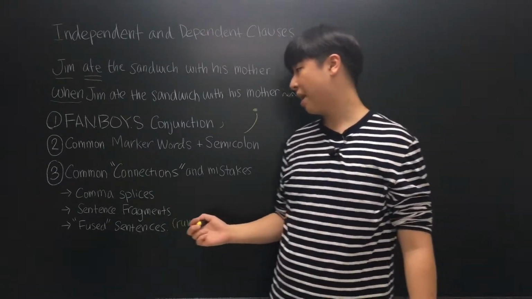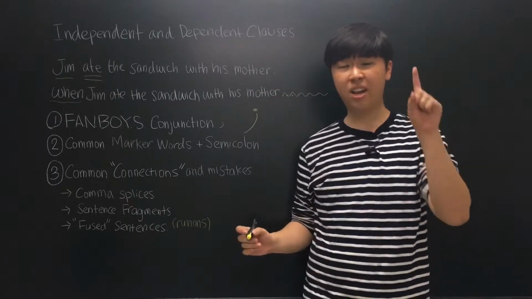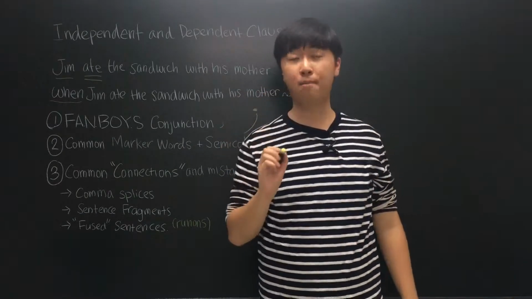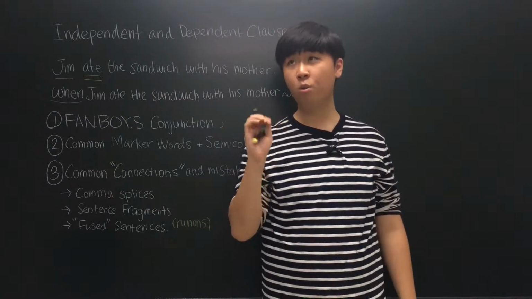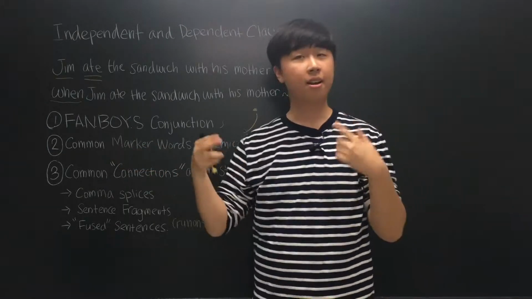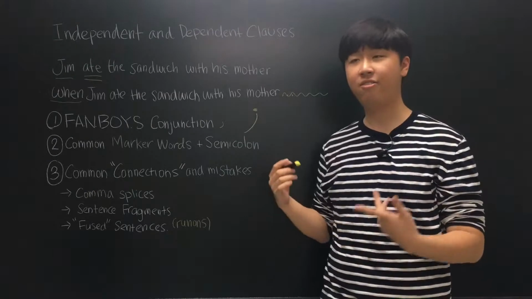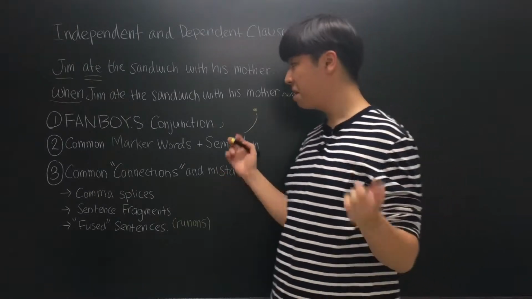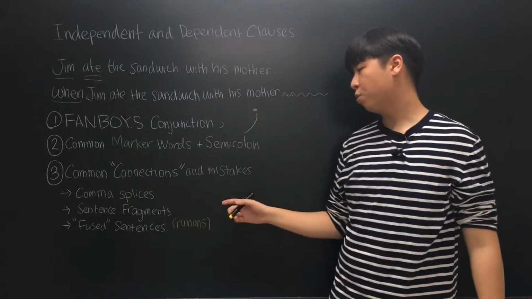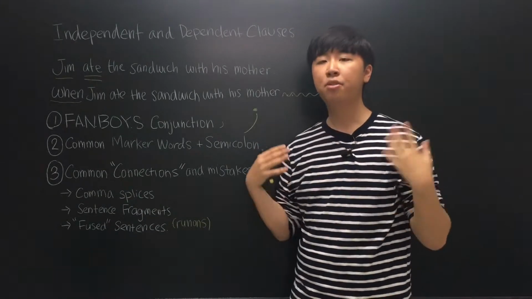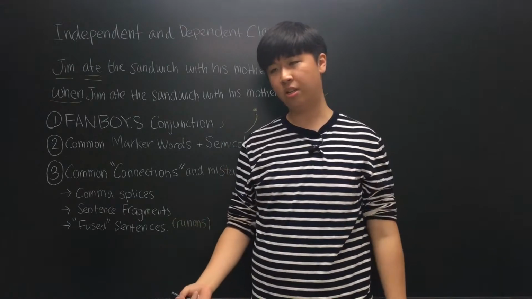However, what else can we have? We can connect independent and dependent clauses. Now, when this happens, a simple comma will do, all right? A simple comma will definitely do, or another marker word like however without a fanboys conjunction, all right? So that will all do. However, so we talked about connecting an independent and dependent, but there are some common errors that students run into.